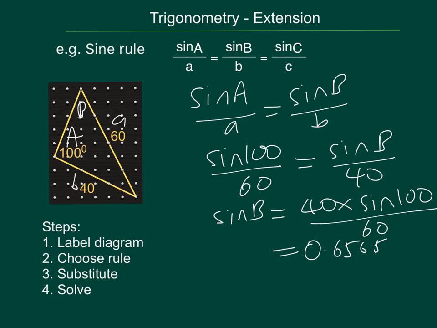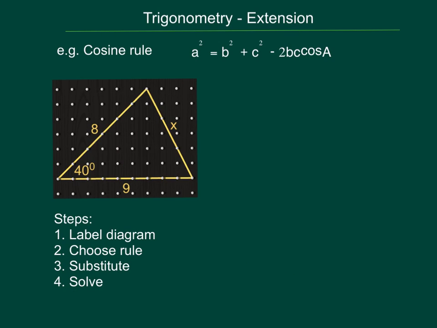0.6565. Now that's what sine B is, so we need to get B, so I do inverse sine of both sides, inverse sine of that side, inverse sine of that side. These two cancel, which is why we did it. So we end up with just B equals inverse sine of 0.6565, which is 41 degrees.